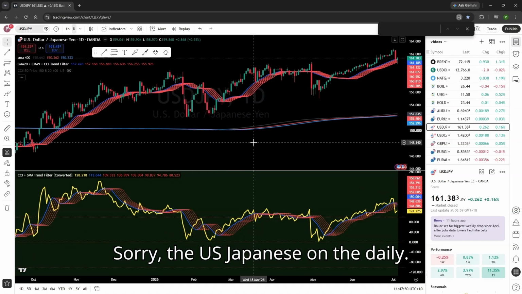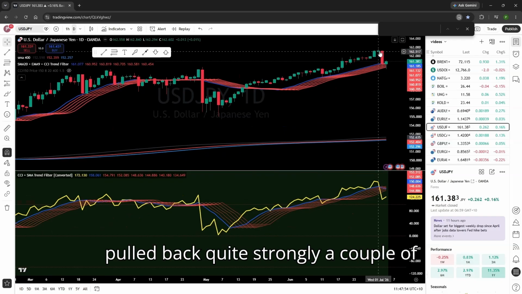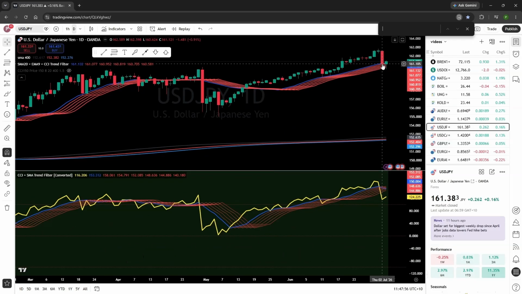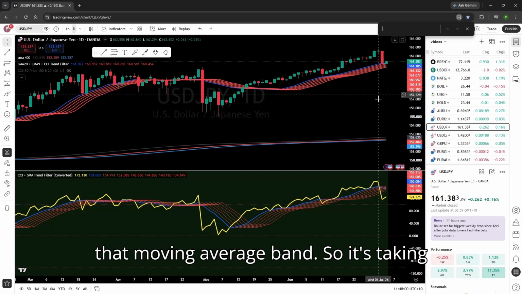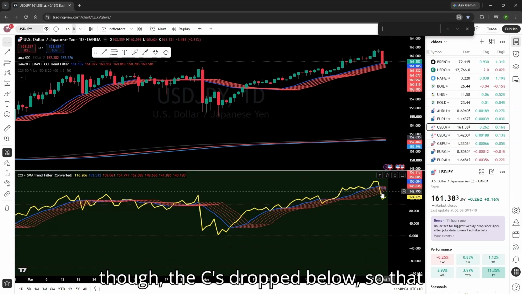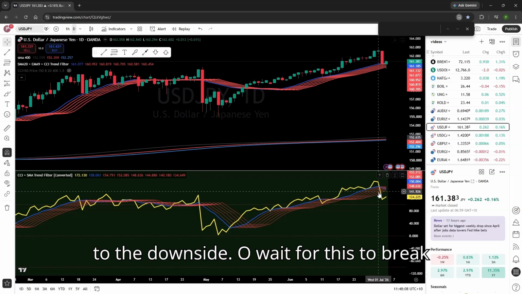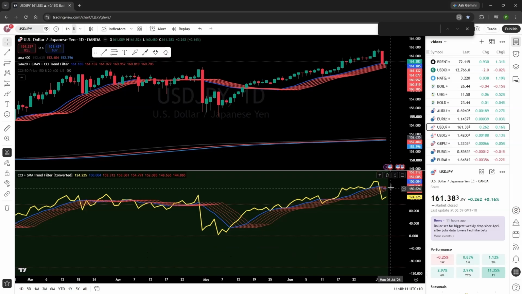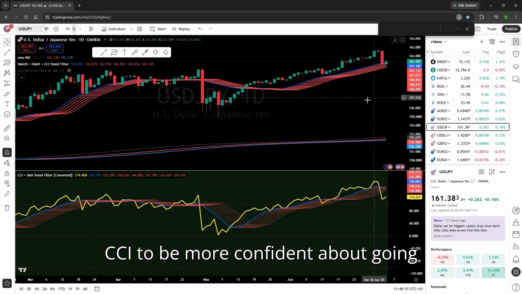So the US Japanese on the daily first off. Now you'll notice here it pulled back quite strongly a couple of days ago towards that moving average band. We're starting another bounce. It looks like it's going to bounce off that moving average band, so taking long trades only. Now you'll notice here though the CCI has dropped below, so that could be the start of a potential retrace to the downside. So wait for this to break above the moving averages on the daily CCI to be more confident about going long.